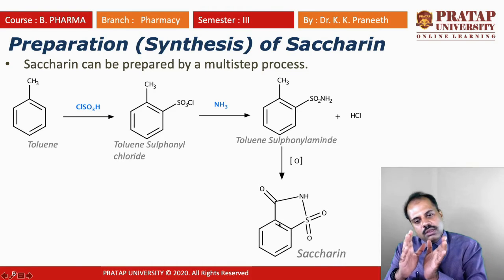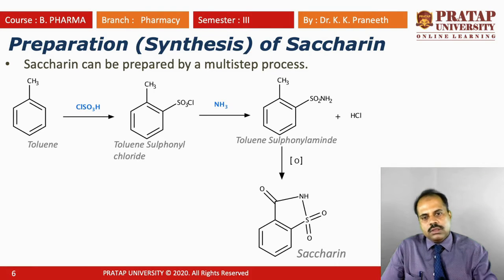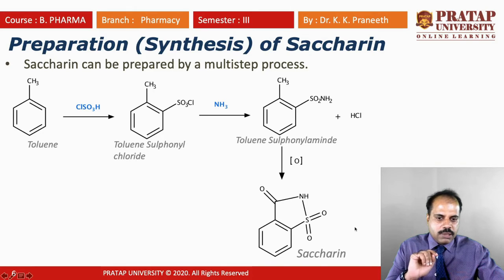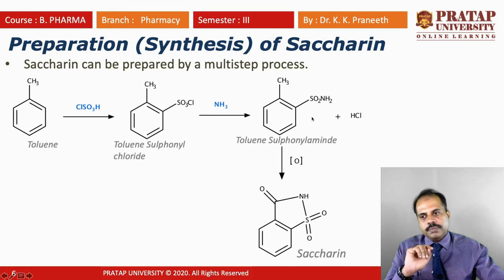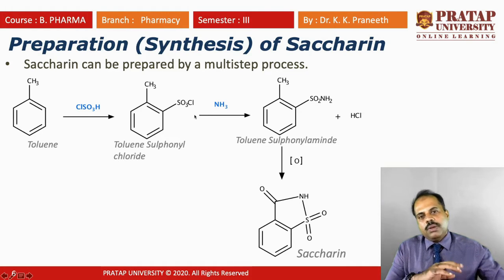It is drawn in this way, but if you turn it around, you will get the same structure you have seen previously. So it is still the same structure. It's called saccharine. So how to prepare saccharine? It's a multi-step process. First is toluene, treated with this reagent to form the first step product, then the second step with ammonia, and finally oxidation to give saccharine. So you have to remember this important multi-step process.